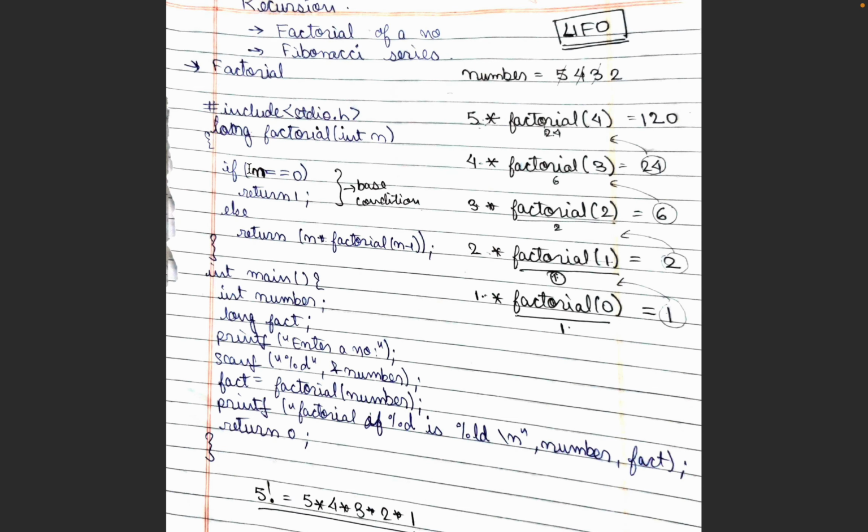So when our n becomes 0, it will return 1. To which function will it return 1? It will return 1 to this factorial of 0, because it is somewhat like a function call.